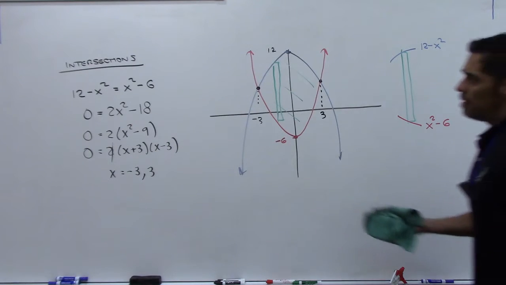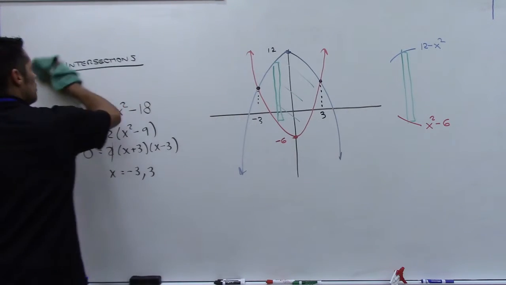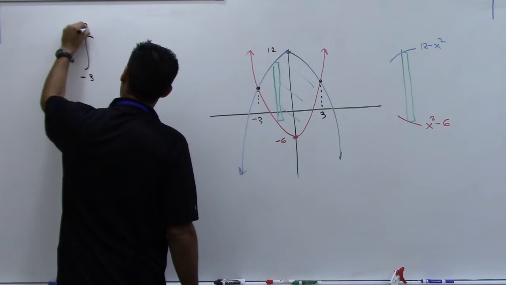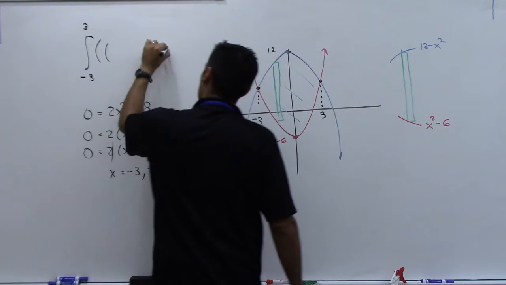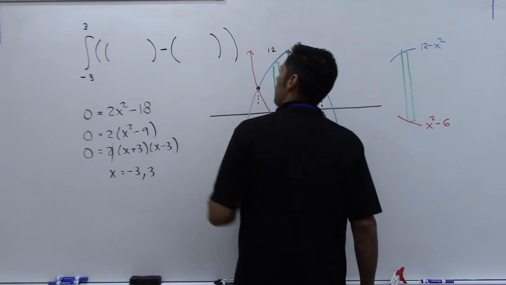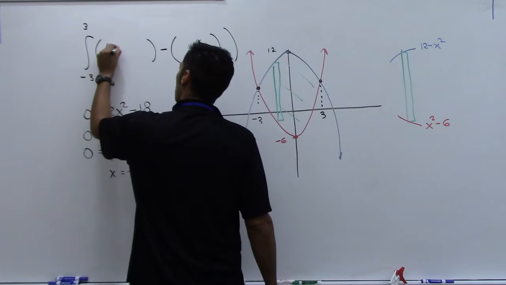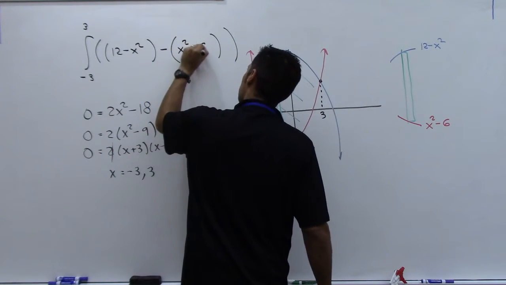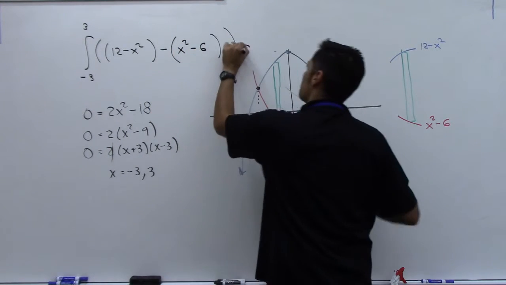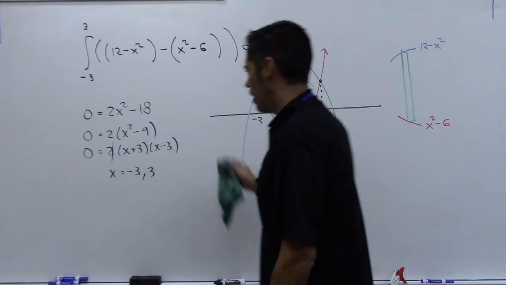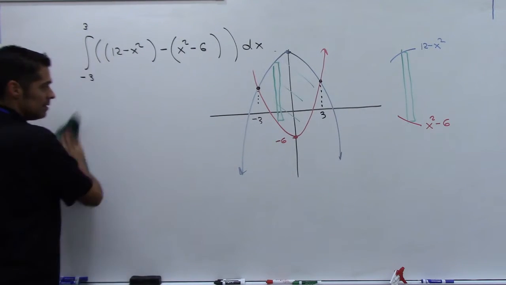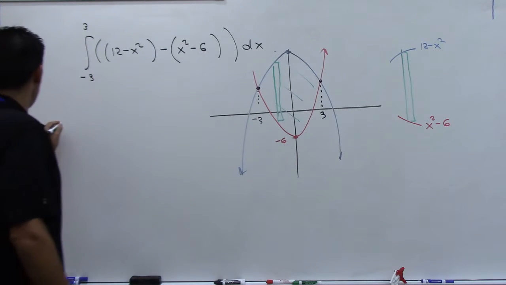So it's integral time. My integral is going to go from negative 3 to 3. It'll be the top function minus the bottom. The top function was 12 minus x squared. The bottom function was x squared minus 6. And this is integrating with respect to x, because I've got vertical rectangle, and that's because I had functions of x.